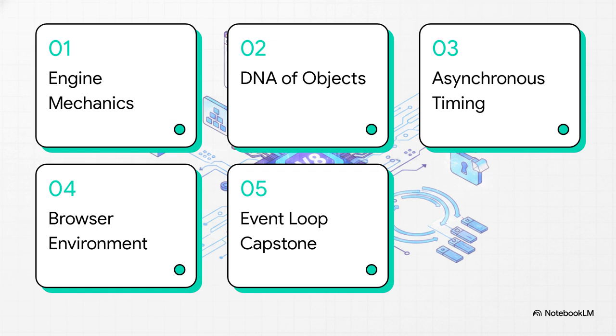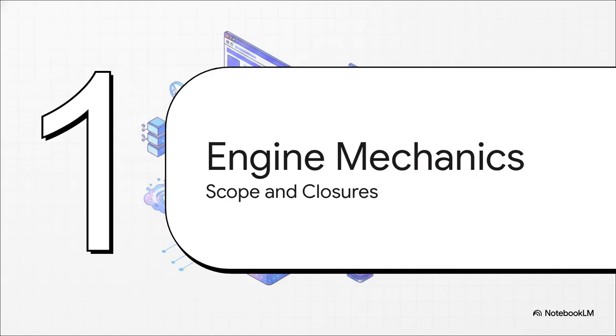Here's our logical roadmap for this explainer. We're going to start inside the JavaScript engine with scope and closures, then zoom out to object-oriented prototypes. After that, we'll tackle asynchronous timing with promises, step into the browser environment itself, and finally, we'll cap it all off with the event loop. All right, let's jump straight into Section 1, Engine Mechanics, Scope and Closures.